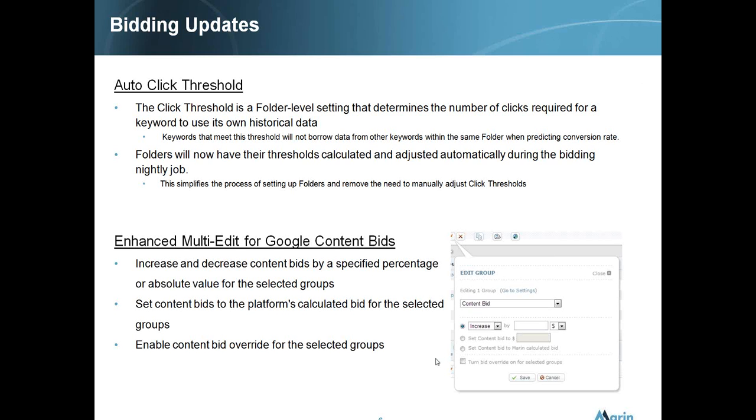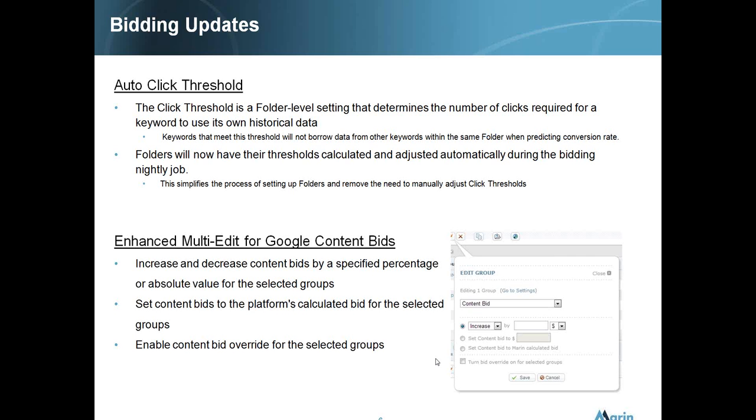The other update to these multi-edits pop-up box is that you'll now be able to enable bid overrides for selected groups as well. So again, just like your search groups, there is an additional checkbox available to turn on overrides for selected groups. So it is a bit of an update to how the platform looks. If you do have any content folders on bidding, please do check this out.